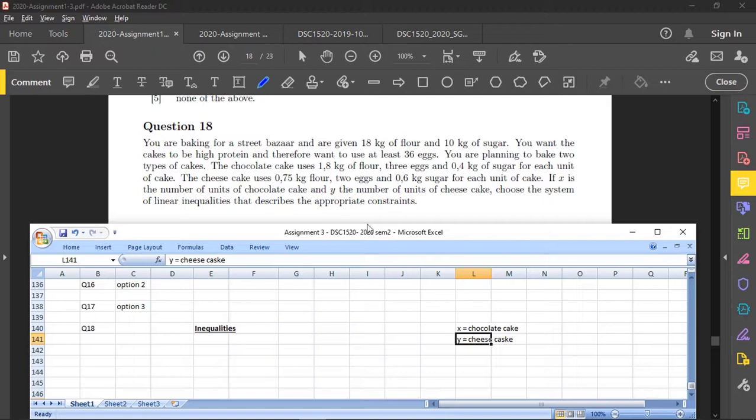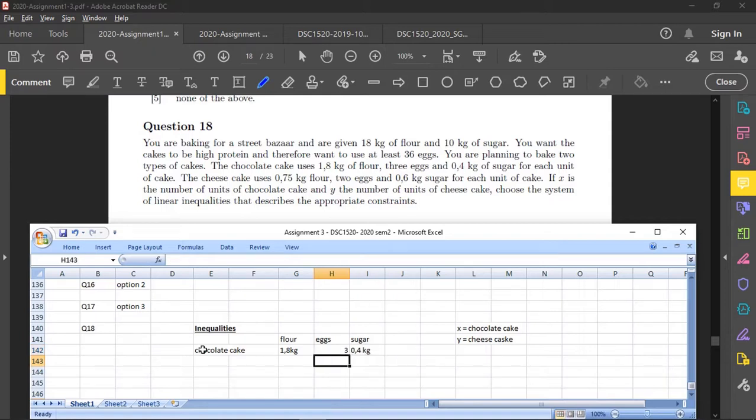Then I need to look at the ingredients. You are baking for a street bazaar and are given these ingredients. You are planning to bake 2 types of cake. A chocolate cake needs flour, eggs, and sugar. The flour is 1.8 kilograms, the eggs is 3, and the sugar is 0.4 kilograms.